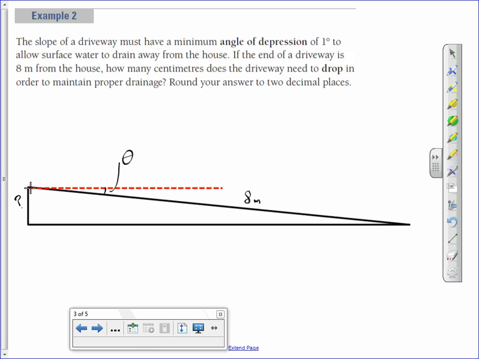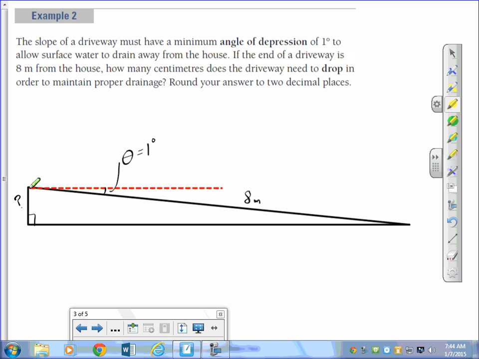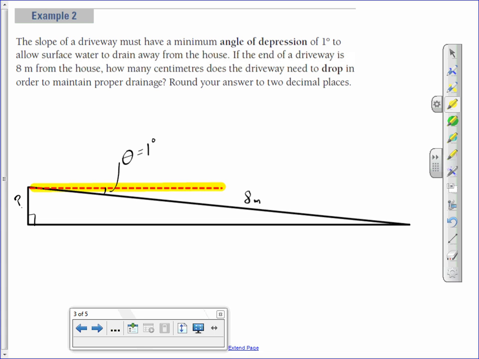And we again have a right triangle. And we know that the angle that we're going to talk about is 1 degree. If that angle is 1 degree, we know an angle inside the triangle that also has to be 1 degree because we have parallel lines. The dashed line that I drew, which is called the horizontal, would be parallel to the horizontal that I highlighted in yellow at the bottom. So alternate interior angles of parallel lines are equal. So that angle would also be 1 degree.